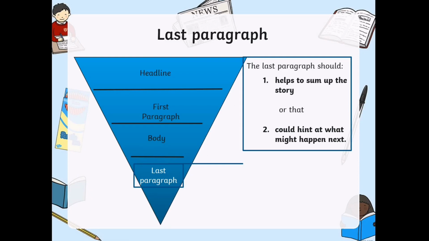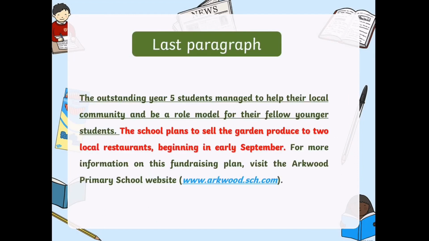The last paragraph should again tell you what happened very briefly and also explain what might happen next. For example, here in this last paragraph, we summed up the entire newspaper report very shortly, and we are talking about future plans. We are talking about what the school is planning to do next.